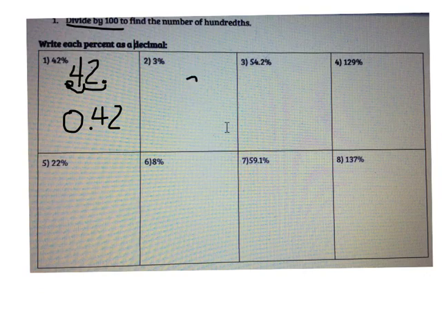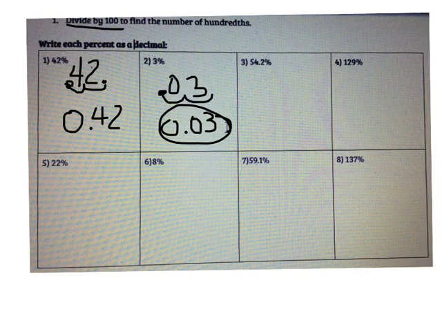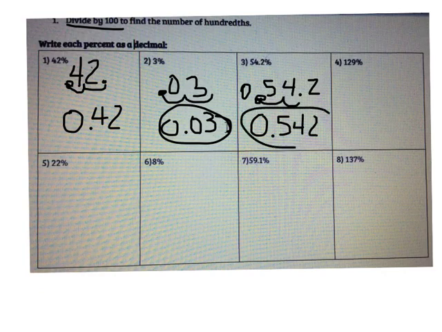I could do the same for 3%. I could move the decimal to the left once, twice. So 3% means 3 out of 100, or 3 hundredths. 54 and 2/10%. I can move the decimal once, twice to the left. So the decimal is 0 and 542 thousandths.